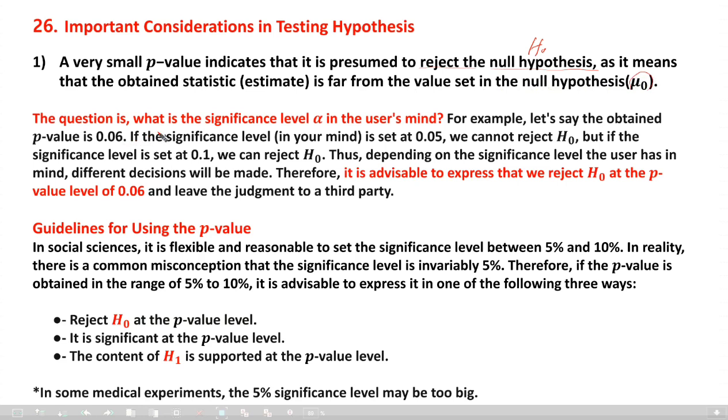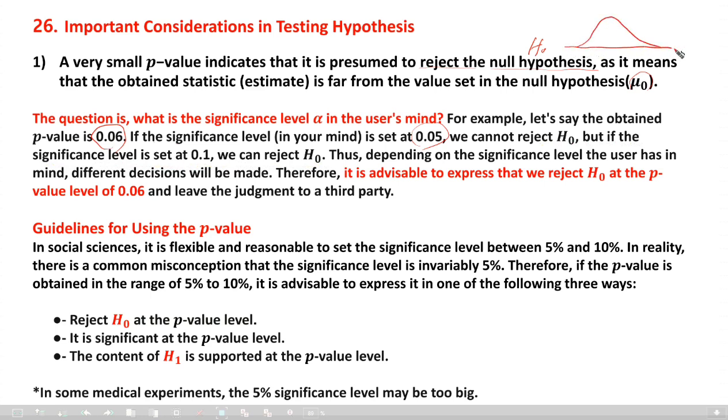This question is, what is the significance level alpha in the user's mind, in your mind? For example, let's say you got p-value 0.06 from computer. If the significance level in your mind is set at 0.05, you cannot reject H0. But if the significance level is set at 0.01, you can reject H0.